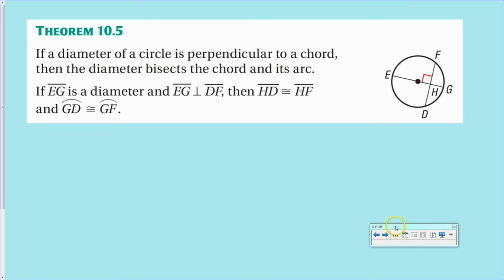10.5 is very nearly the converse of that, but it doesn't quite stand on its own, so we have to let it be its own little theorem. If a diameter of a circle is perpendicular to a chord, then that diameter bisects the chord. So if you have a diameter that is perpendicular to a chord, then that diameter must bisect the chord.